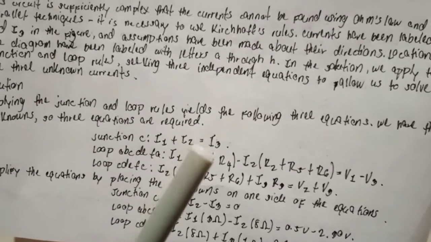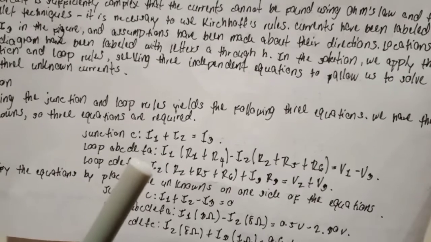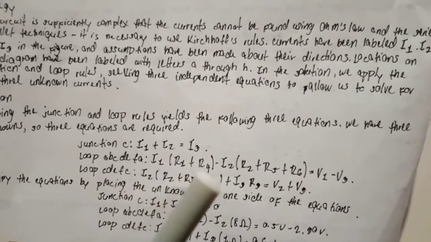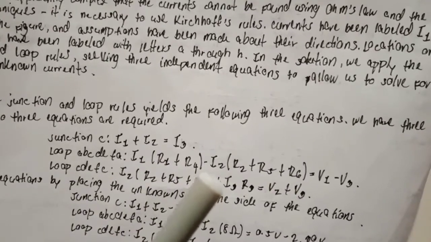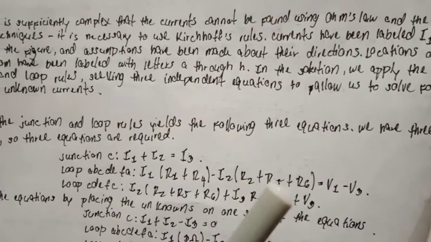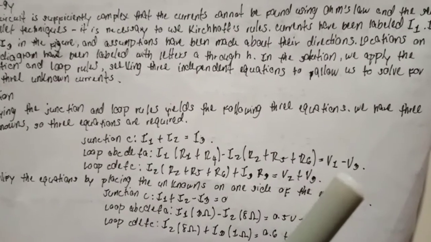Loop ABCDEFA: I sub 1 multiplied by R sub 1 plus R sub 4, negative I sub 2 multiplied by R sub 2 plus R sub 5 plus R sub 6. The total is V sub 1 minus V sub 3.